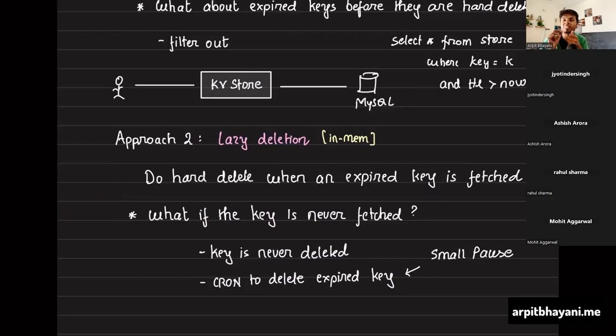This is called lazy deletion. So it may not have to proactively go and delete it. If it found out to be expired, it can immediately delete it. It works for in-memory, not for on-disk database.